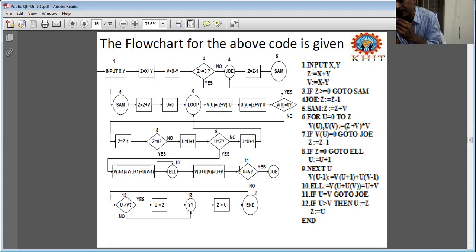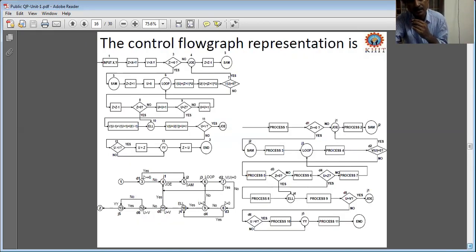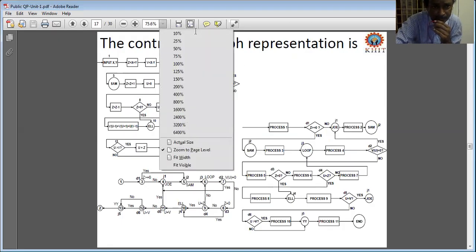the block in between decisions or junctions. So in this, z equal to x plus y and v equal to x minus y are both process one. Z equal to z minus 1 is process two. Z equal to z plus v, u equal to 0 is process three. Then process 4, process 5, process 6, process 7, process 8, process 9, process 10, and process 11. So here you can represent it like this: both are considered as process 1, and z equal to z minus 1 is process 2.